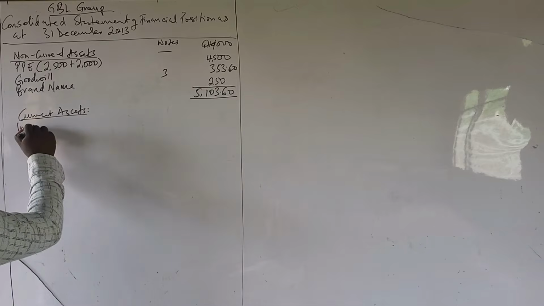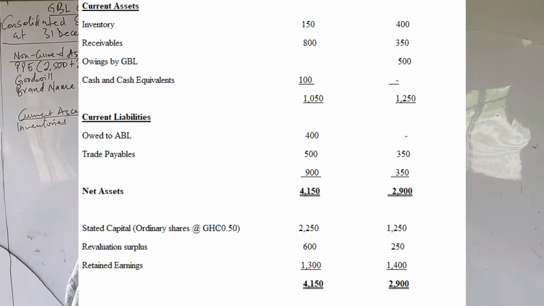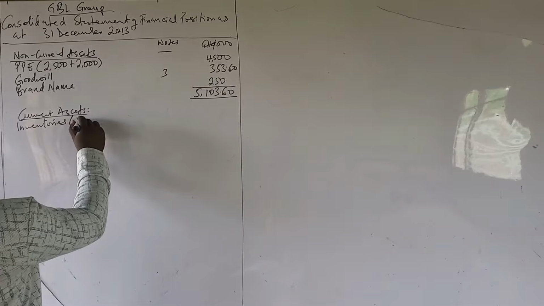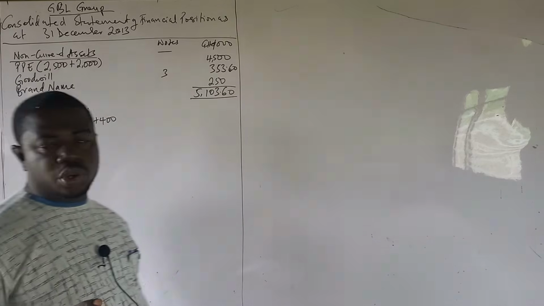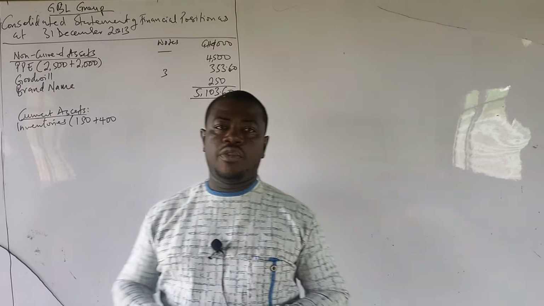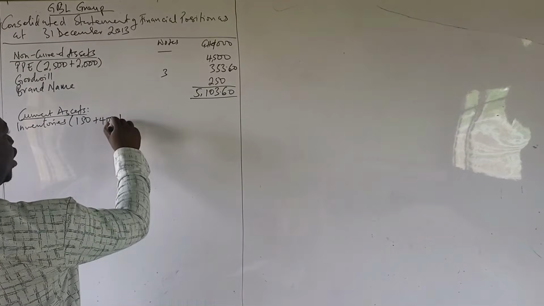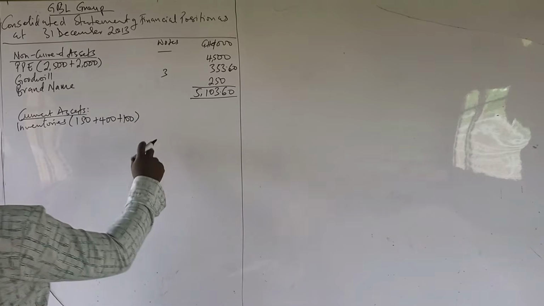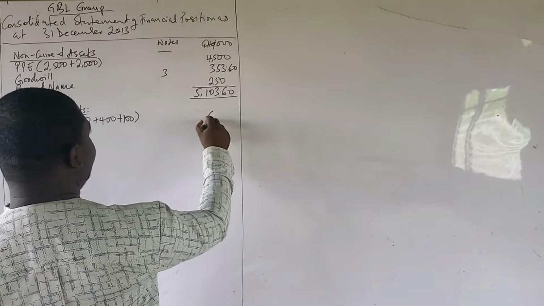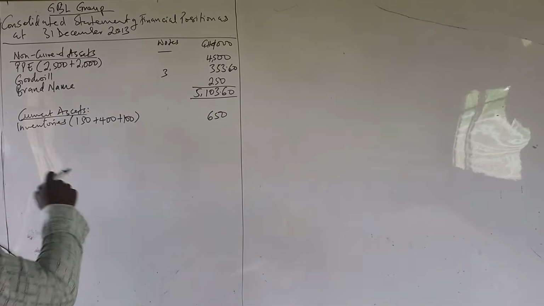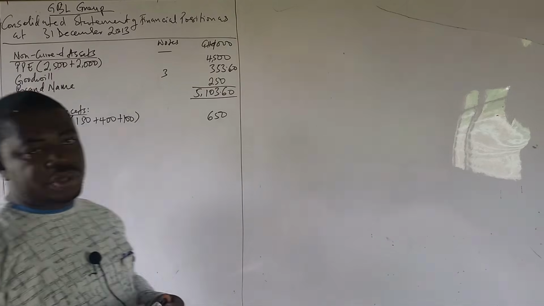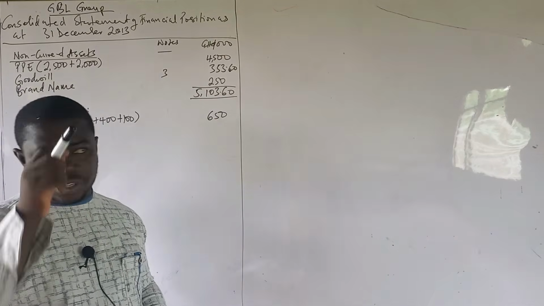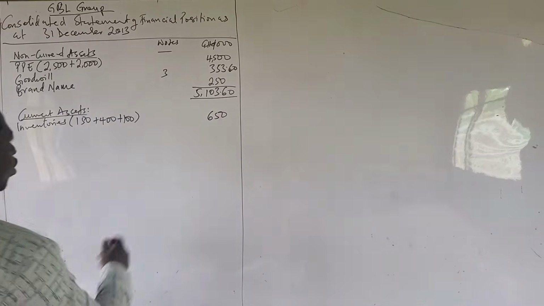Current assets, we have inventories. Now, the inventories were 150 for parent, 400 for subsidiary. And remember that I told you that the goods in transit of 100 will also be treated as part of the inventory. So plus 100. So the total is going to be 650, if I'm right. Yes. So the parent company's inventory, the subsidiaries, and then the inventory, which are goods in transit. This is still part of inventories of the group, whether it's in transit or not. So we put that there.